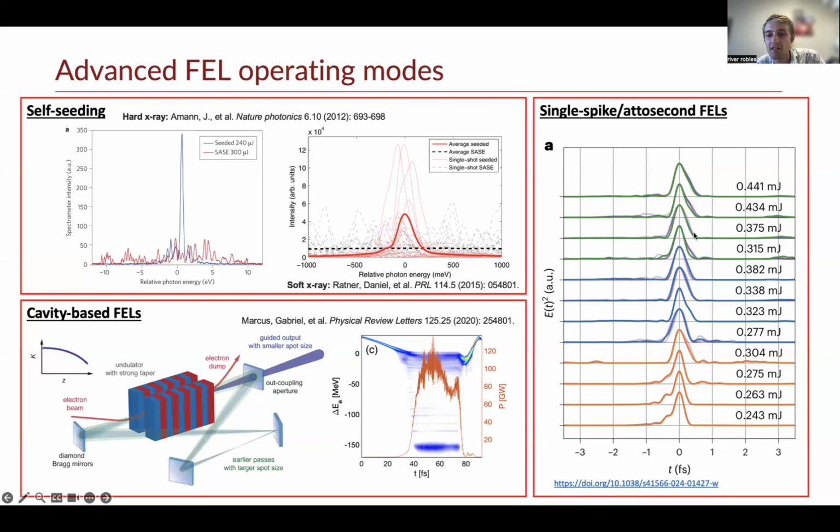And on the other side of longitudinally coherent SASE FELs, you have what we call single spike attosecond FELs. And in this case, instead of making a narrow single spike in the frequency domain, we make a narrow single spike in the time domain, corresponding to a very broad single spike in the frequency domain. And these are actually some reconstructed experimental pulses from the LCLS, where you can see that we generate pulses with few hundred attosecond durations and roughly single spike structure that are ideal for studying very ultra-fast processes.